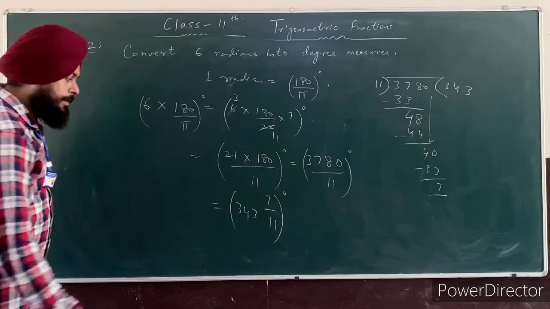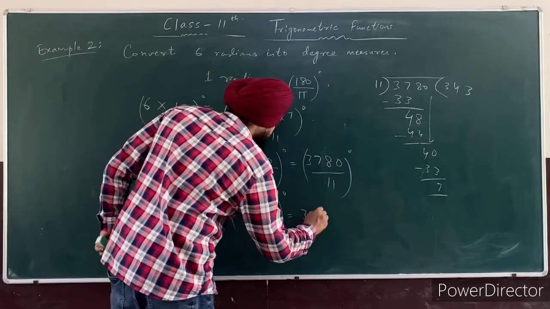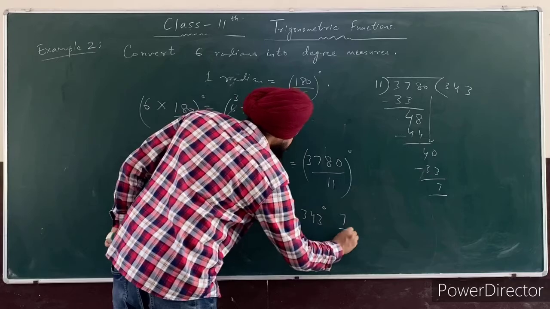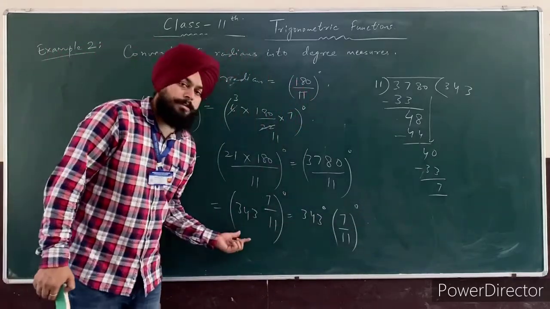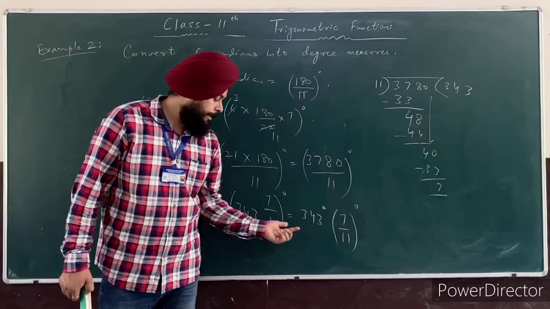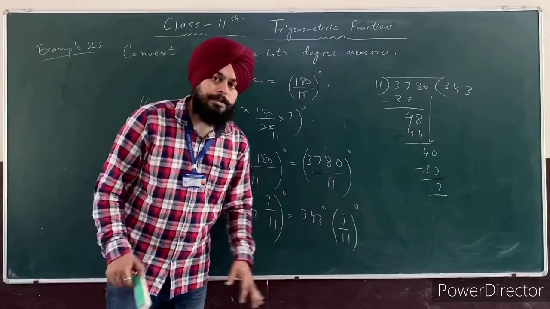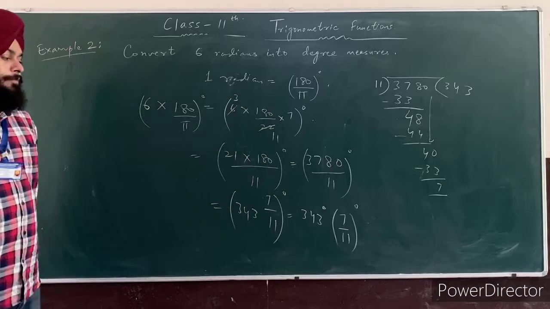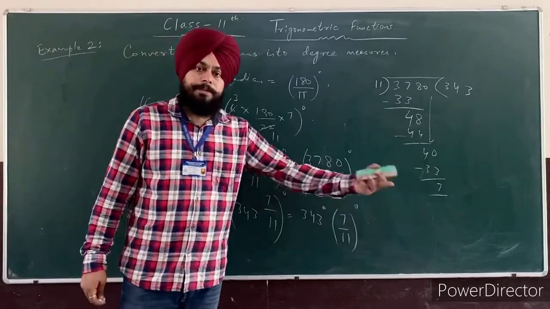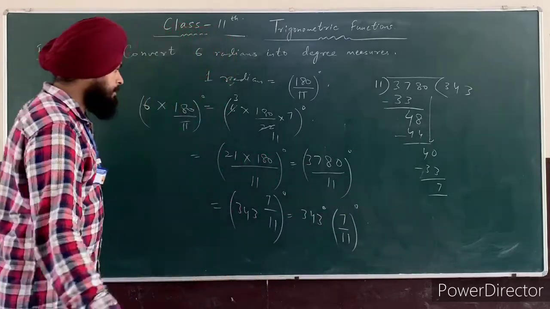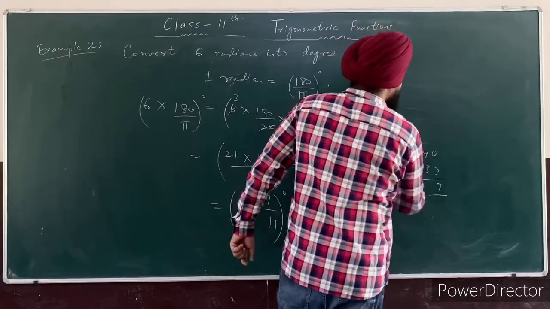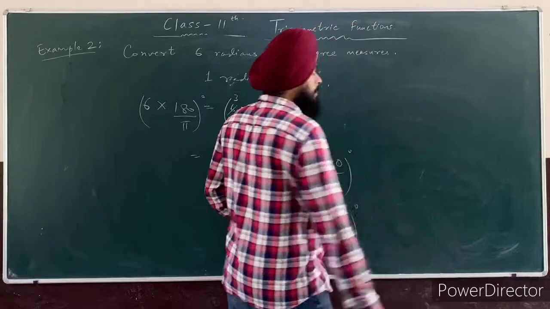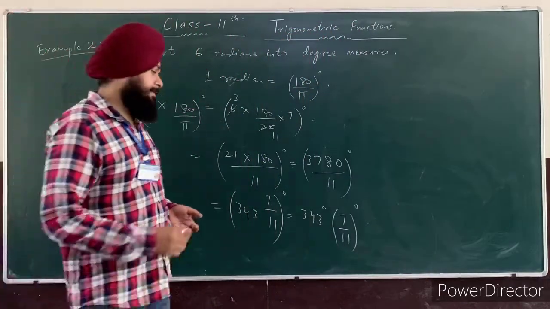Clear, students? You can also write it as 343 degree and 7 by 11 degree. ठीक है? तो सिर्फ separate करके भी लिख सकते हो. 343 डिग्री अलग करके और 7 by 11 डिग्री अलग करके. ठीक है? Now you have to convert this degree into minutes. Clear, students? In 1 degree, there are how many minutes? In 1 degree, there are 60 minutes.